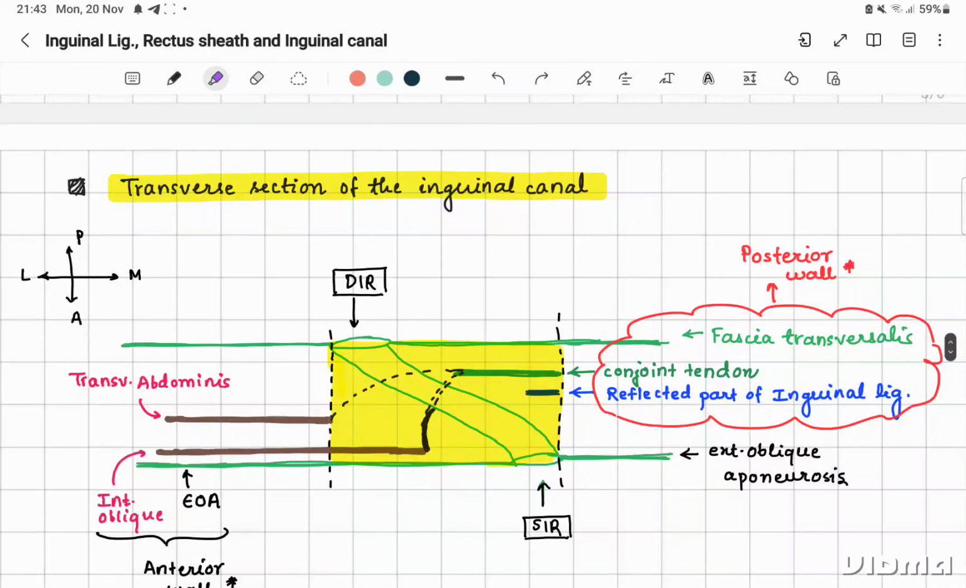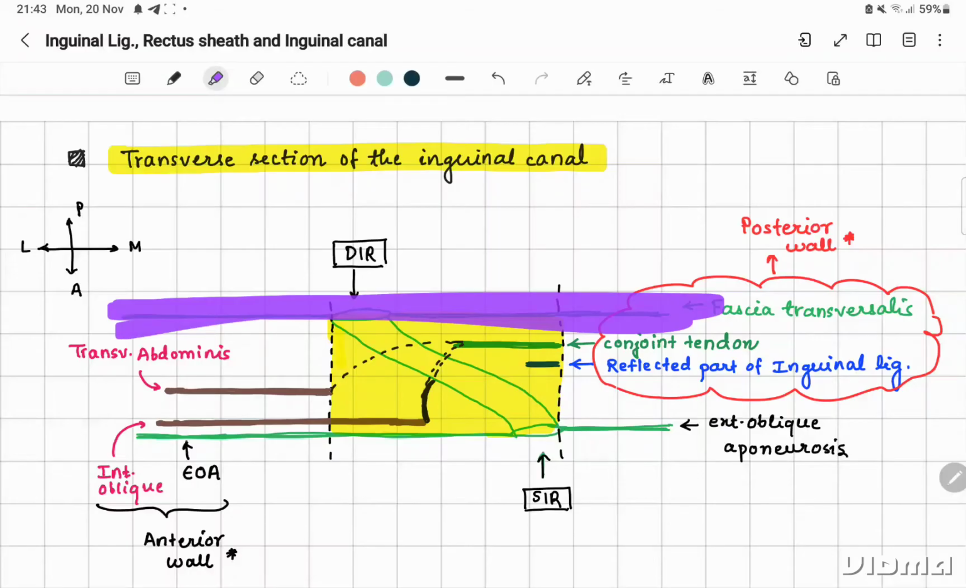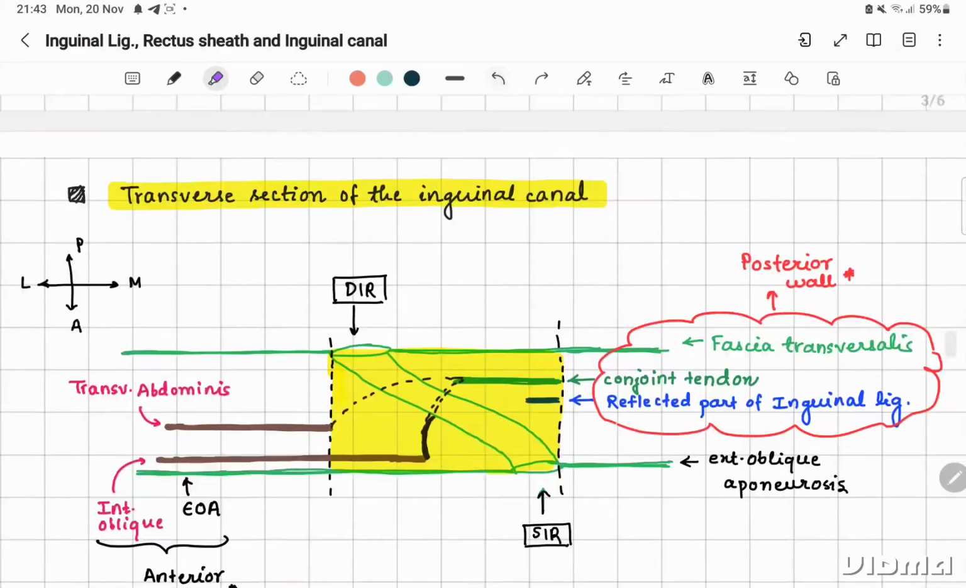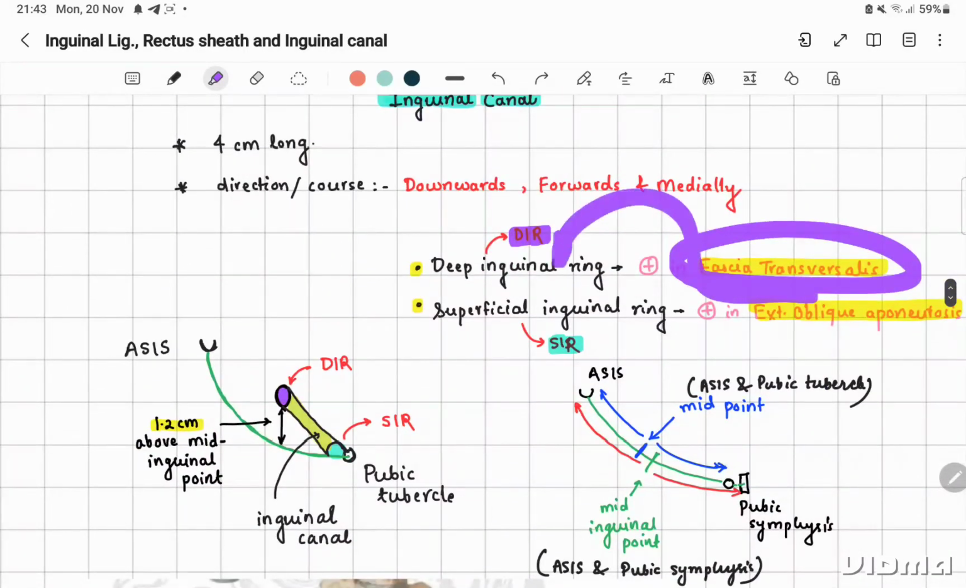So what we have, like what I told, the transverse abdominis, internal oblique aponeurosis and external oblique aponeurosis. Let's try to connect. The first is the fascia transversalis. The fascia transversalis is forming the deep inguinal ring, as you wrote above.